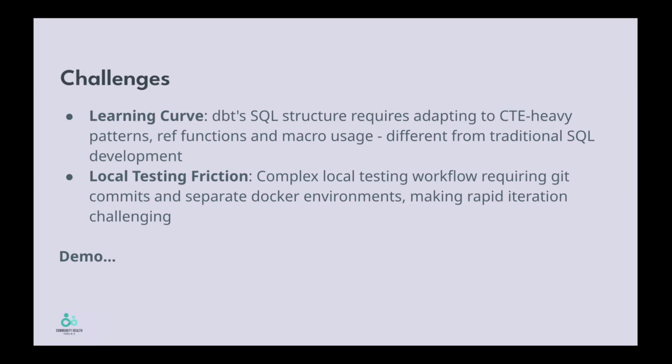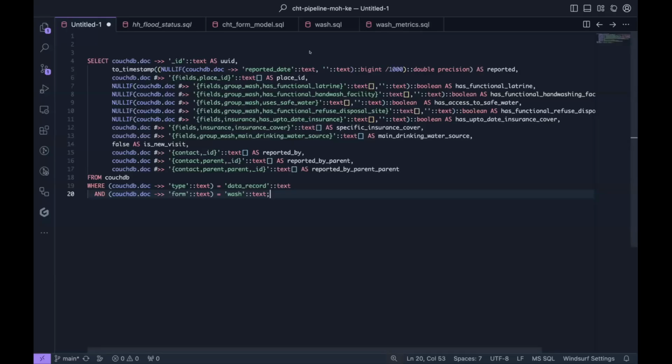So the demo I'm going to show is just a repeat of what Tom had shown, but going a little bit deeper on trying to transform traditional SQL into a DBT model and what that looks like, and also going through the macros a little bit deeper and explaining what each one of them does. All right, so this is a very simple form for wash.